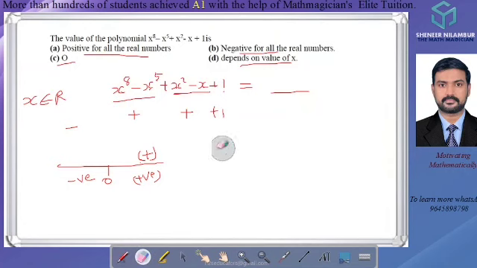Now we can check when we give 0, x is equal to 0. What will happen? At that time this will be 0, this will be 0, this will be 0, this will be 0. At last we are adding 1. 1 is a positive number. So when we insert x is equal to 0, at that time the answer is 1, which is a positive number.